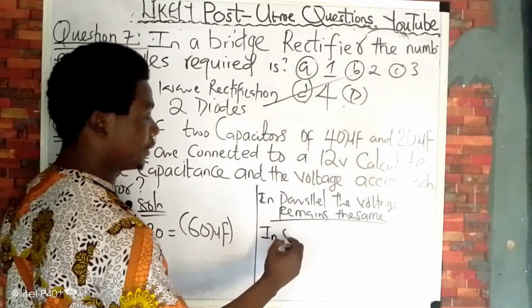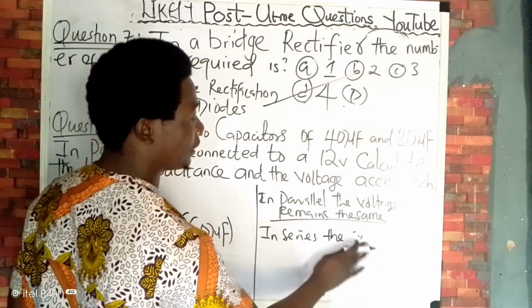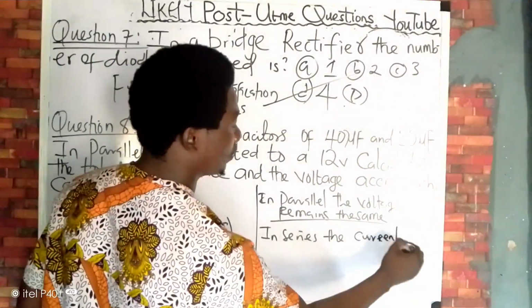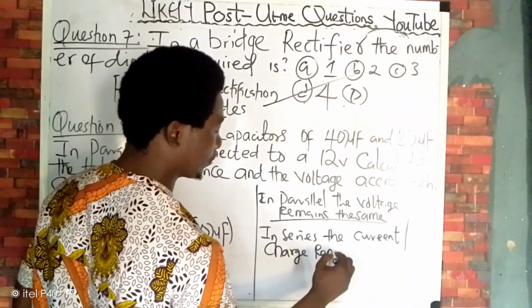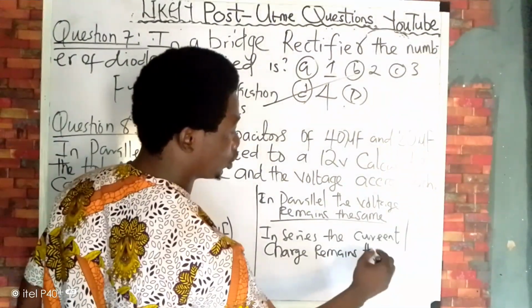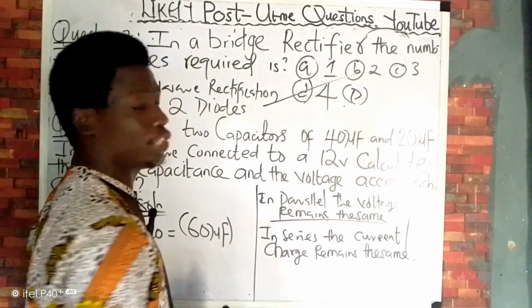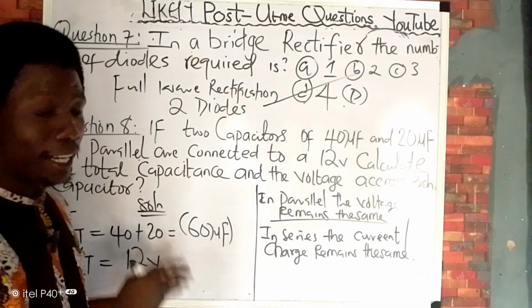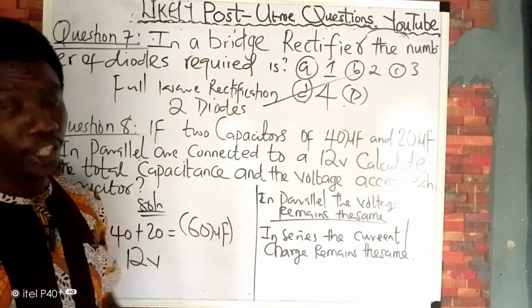But in series, the current and the charge remain the same. So it must be noted. Okay, for further information, go and check my previous videos on capacitance and capacitor, as well as the video involving the combination of capacitors in series and in parallel.